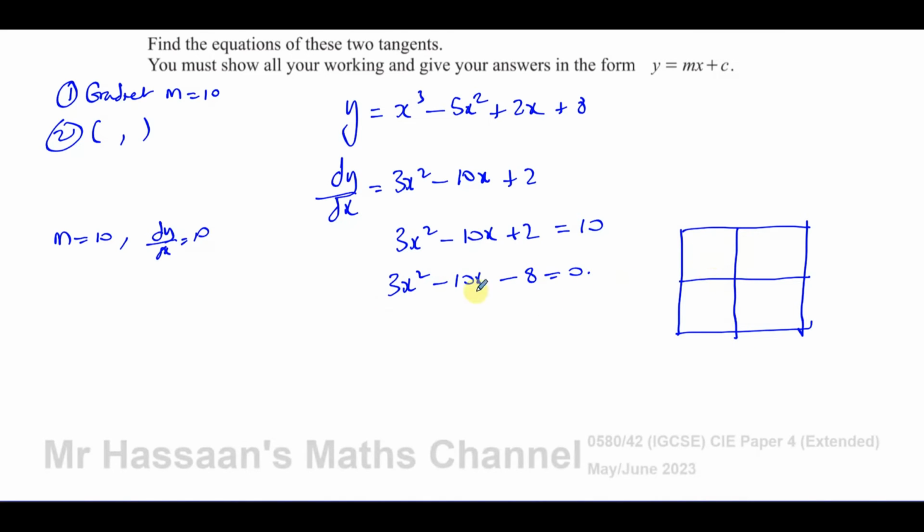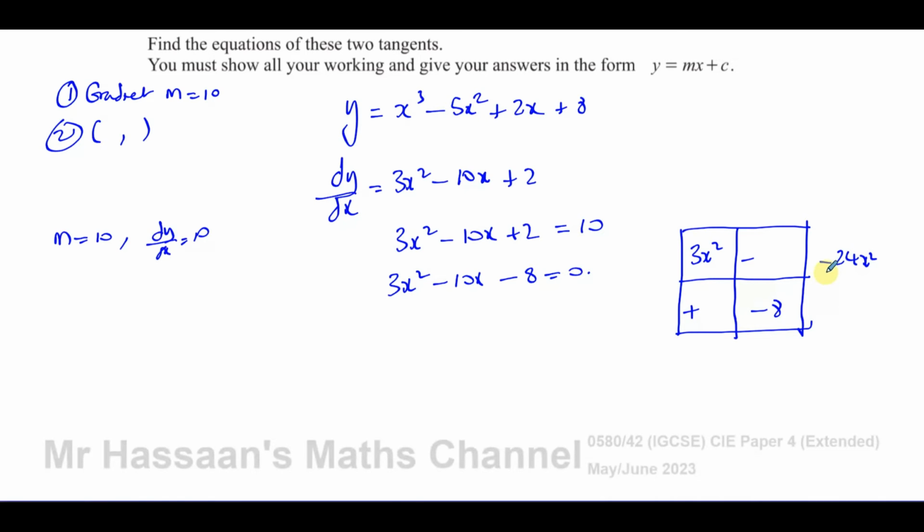So to factorize, I'm going to split the middle term in my own little way. 3x squared and minus 8 go in these two boxes, the first and last term. I multiply those together, which gives me negative 24x squared. I find two numbers that when I multiply them, I get minus 24x squared, and when I add them, I get minus 10x. So they have to have different signs. One has to be positive, one has to be negative, because the product is negative.